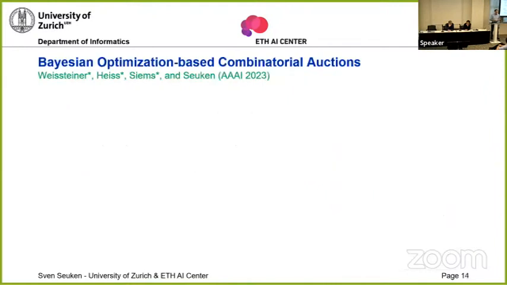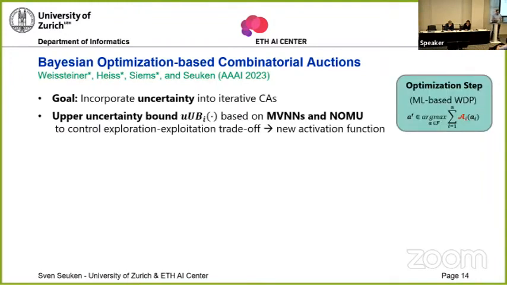This work then allowed us to kind of go the final step and design a Bayesian optimization-based combinatorial auction. So here we could then finally incorporate this model uncertainty into the running of an iterative combinatorial auction. And this we do by designing an upper uncertainty bound based on our previous work of the monotone value neural networks, as well as the model uncertainty neural networks. And then we can optimally control the well-known exploration-exploitation trade-off.